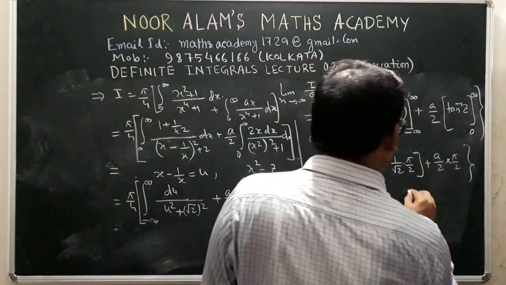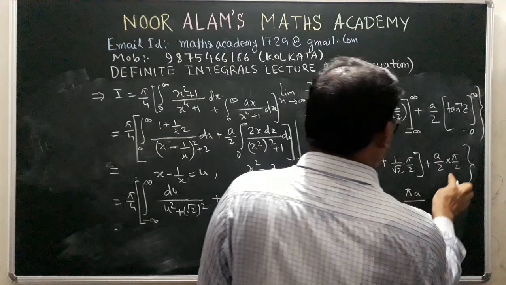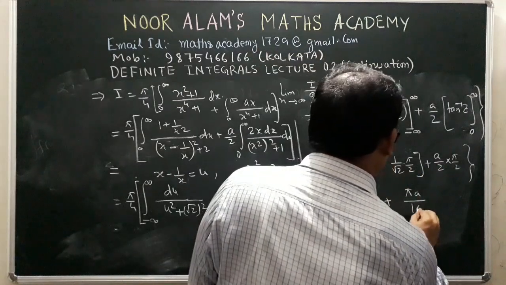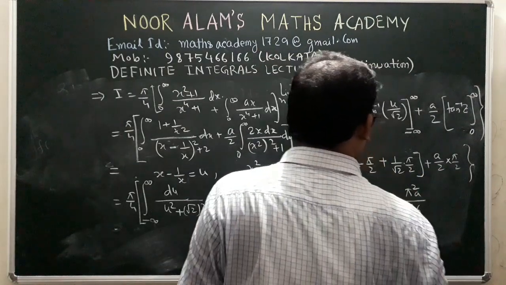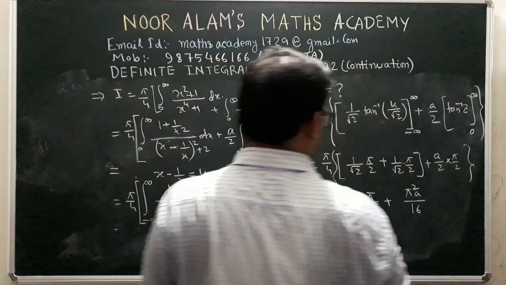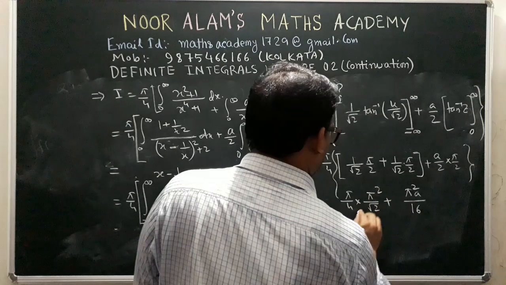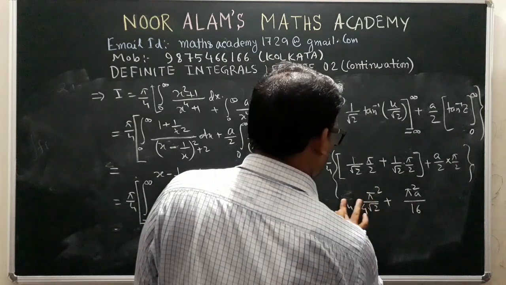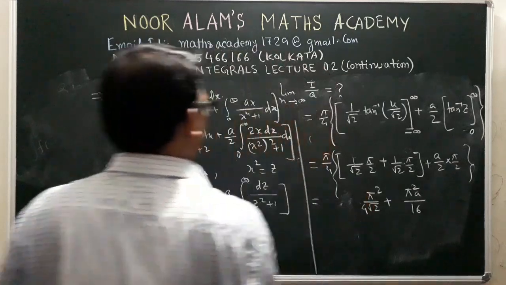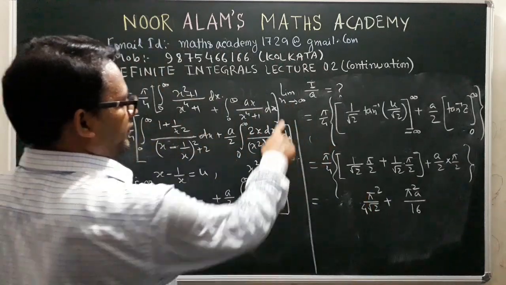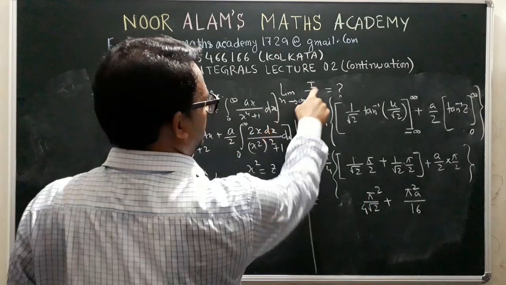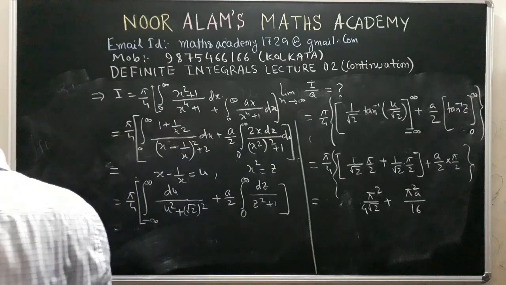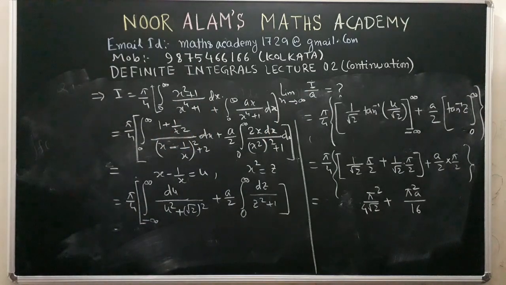Plus here we have pi into a by 4, and here 4 into 4 we have 16, and pi into pi square. So pi square a by 16, and here we have pi square by 4 root 2. Okay, these things we have, but we have to find the limit n tends to infinity of I by a. So I think up to these steps is clear. Now see this first.